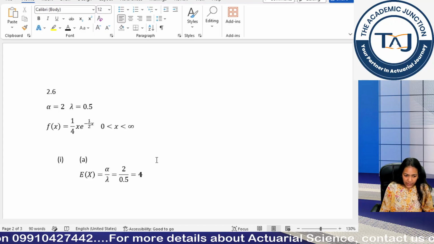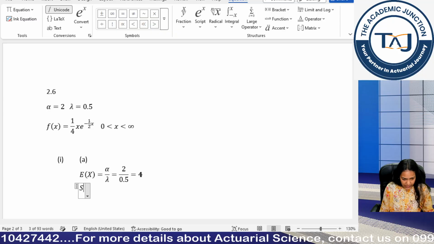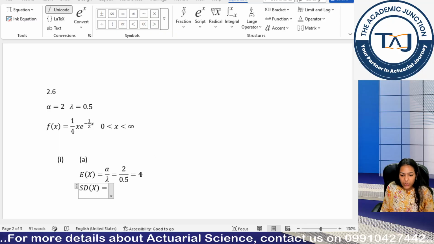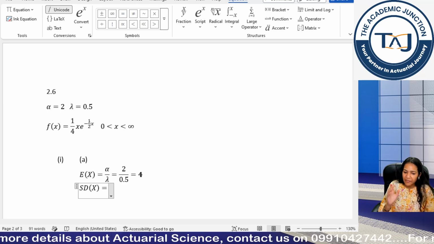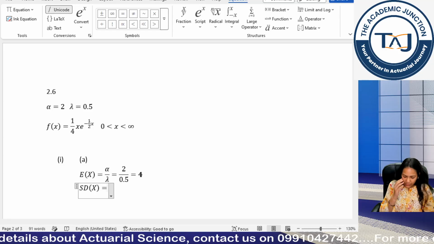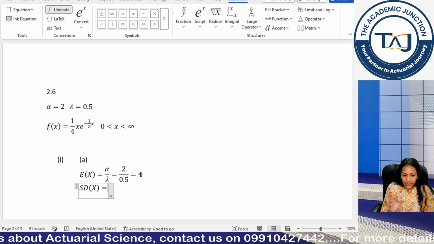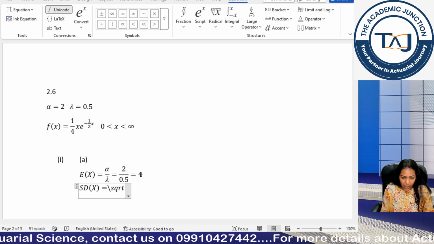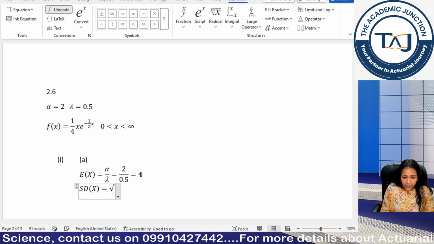Then we have standard deviation of x. What's its formula? It's the square root of alpha by lambda square. Alpha by lambda square is the variance, so we are putting the square root as well. So please clearly see this, backslash for square root. SQRT is for square root. Space, we got a square root.